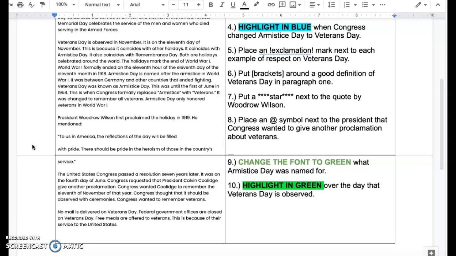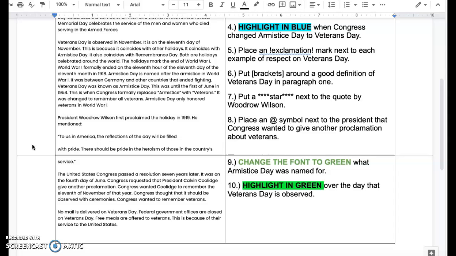World War I formally ended on the 11th hour of the 11th day of the 11th month in 1918. Armistice Day is named after the armistice in World War I. It was between Germany and other countries that ended fighting. Veterans Day was known as Armistice Day. This was until the 1st of June in 1954. This is when Congress formally replaced Armistice Day with Veterans Day. It was changed to remember all veterans. Armistice Day only honored veterans in World War I.